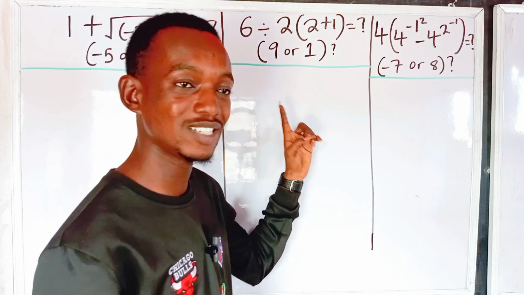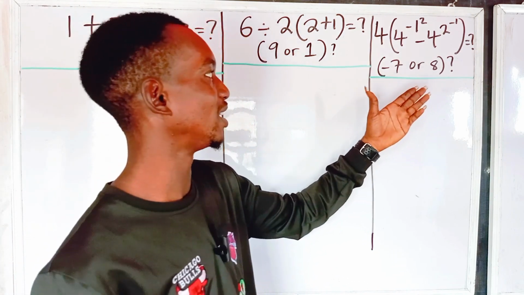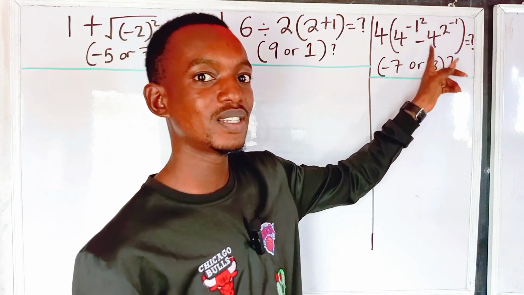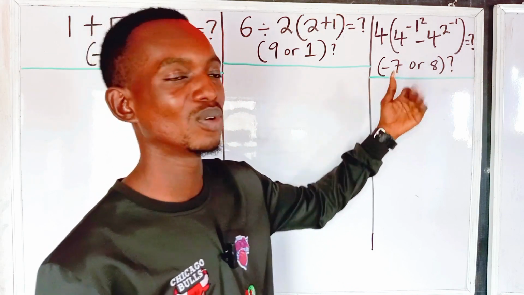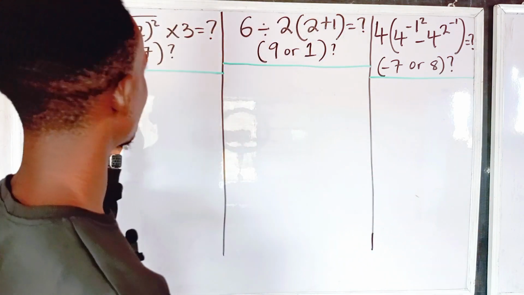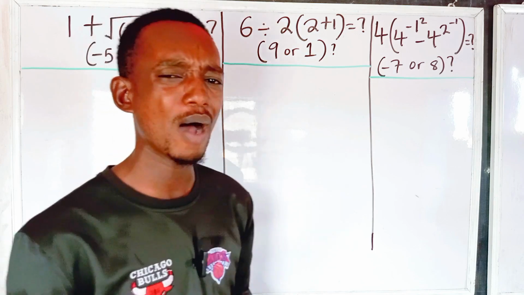We're going to learn that in this video. This one is also very scary because of this power. With some basic errors from this power, you get either 7 or 8. But one of these answers is the correct one, and the other one is very wrong. How are we going to know?